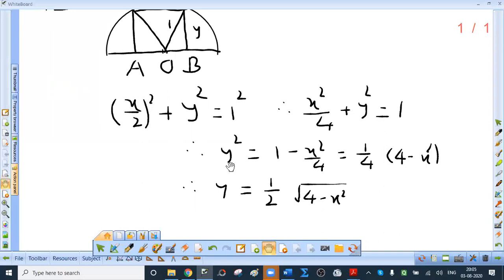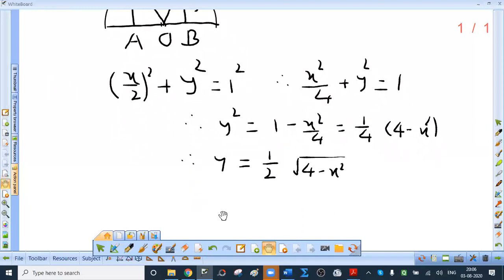See, we require this relation because using this we will express Y in terms of X. Now write down. So if you rearrange the terms, you get Y as what? Half root of 4 minus X square. Write down.